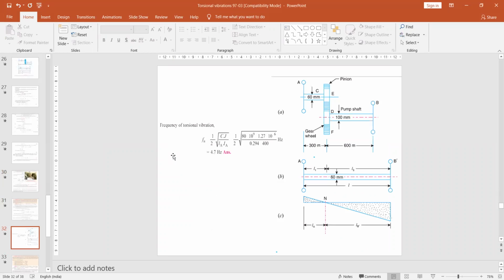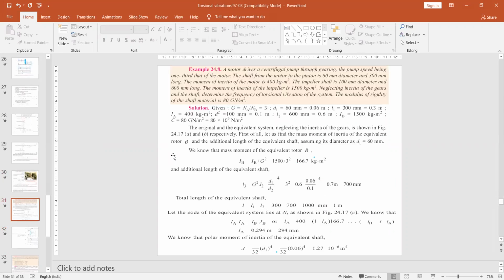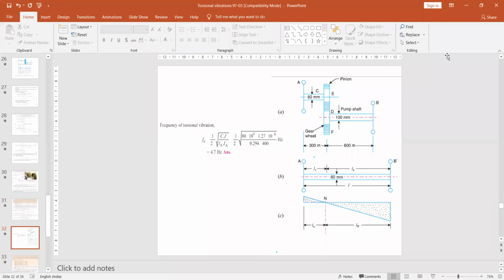We are having a problem regarding torque in a geared system. That is also similar to our earlier problem, similar to our normal equivalent shaft.